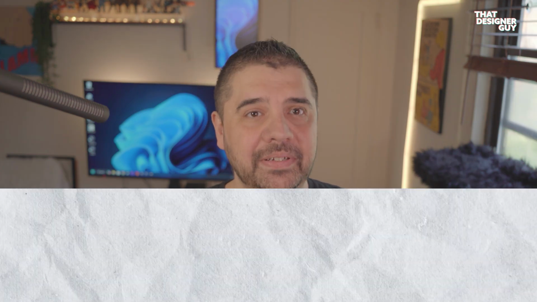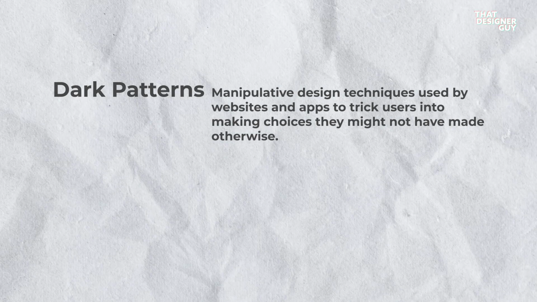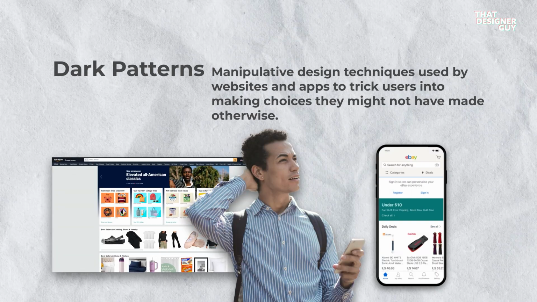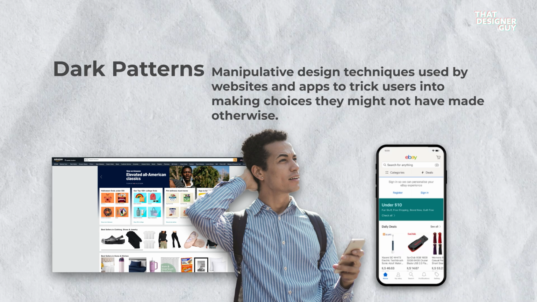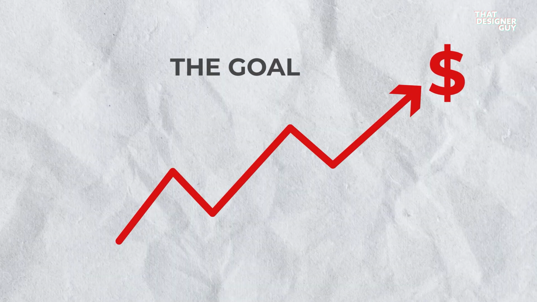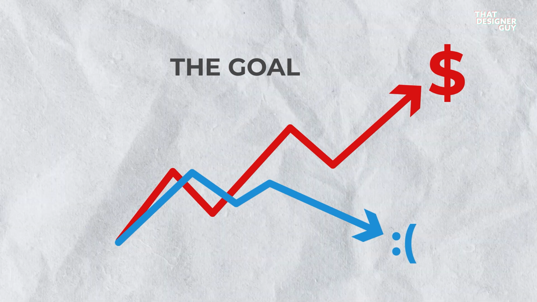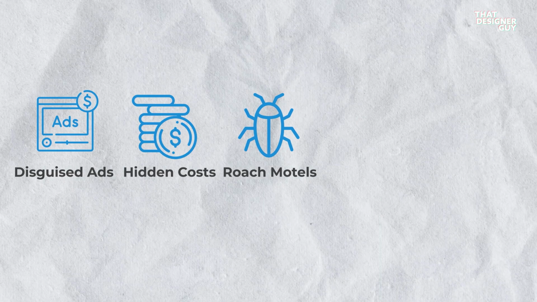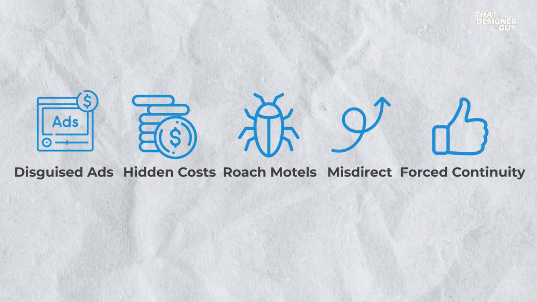So what exactly are dark patterns? Well, dark patterns are manipulative design techniques used by websites and apps to trick users into making choices they might not have made otherwise. The goal? To benefit the company, often at the expense of the user's best interests. The most common dark patterns you'll see are disguised ads, hidden costs, roach motels, misdirects, forced continuity, among other ones. I'm going to break down the ones that matter the most because they're pretty devious.